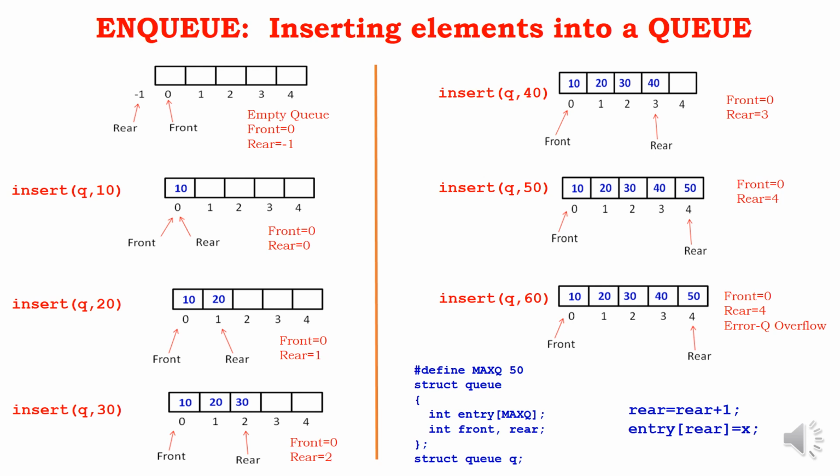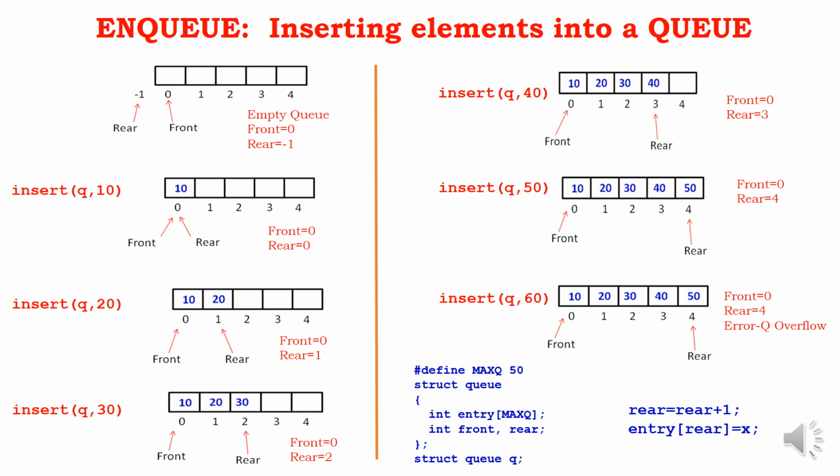Two primitive operations of a queue are insertion and deletion. Elements can be inserted at the rear end and elements can be removed from the front end. The process of inserting an element at the rear end is called Enqueue. The process of removing an element from the front end is called Dequeue.